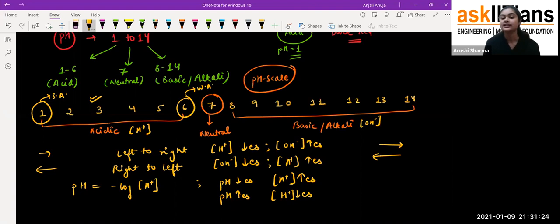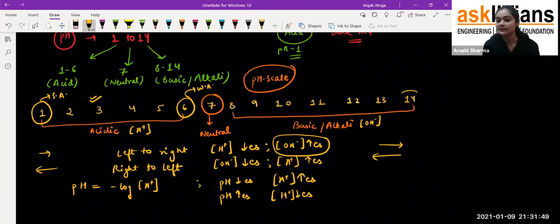Now students, you will say that in this basic region we are not having any H ion, we are having OH negative ions. That means when we go from left to right or from right to left, I have written that the OH ion is decreasing. Exactly, that means from left to right when we are going, you can consider this point that the OH negative ion concentration increases.